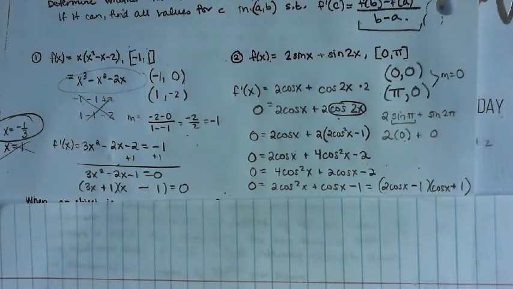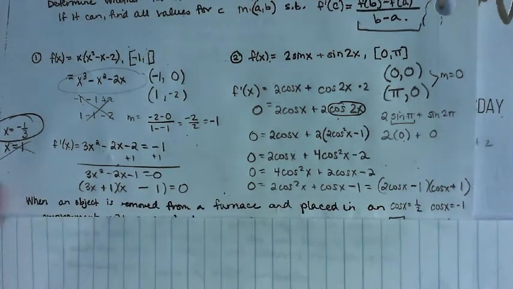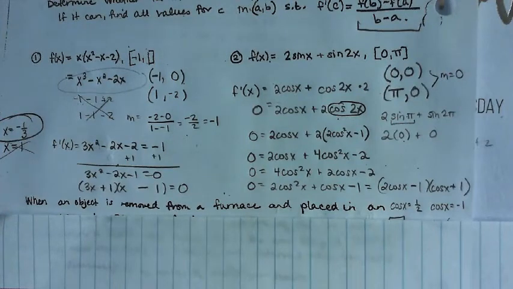So once I factor it down at the bottom, I have the 2 cosine x minus 1 factor and the cosine x plus 1 factor. So either the cosine of x equals a half or the cosine of x equals negative 1. So go ahead from there and find your x values.